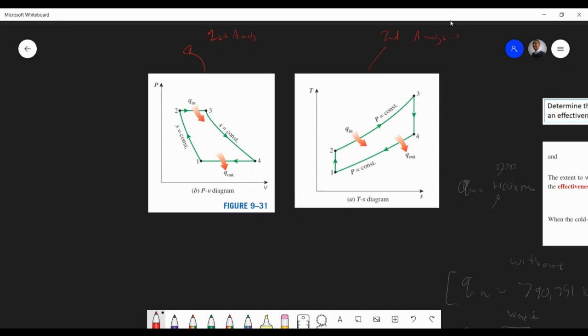If you look at points 1 to 2, that's an isentropic compression, therefore a straight line on the TS diagram. 2 to 3 is combustion, which is not isentropic but happens at constant pressure. Then again we have an isentropic expansion, a straight line over there, and 4 to 1 is a constant pressure heat rejection. Between points 2 and 3 we add our heat in; between points 4 and 1 we reject our heat.